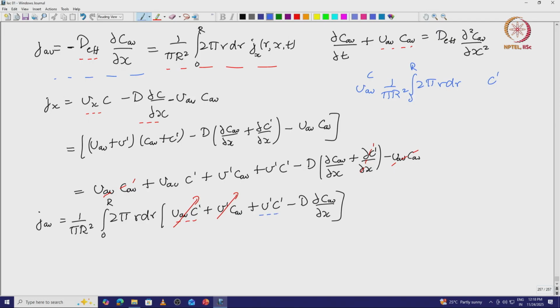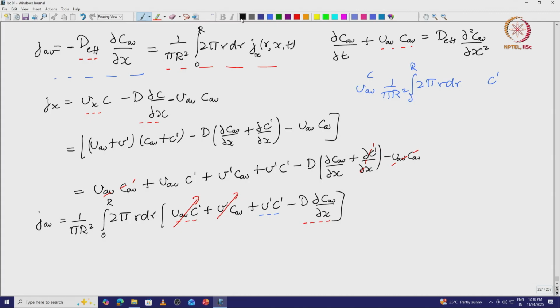This term is in general not 0, because it contains the product of two fluctuating quantities. And finally, the last term is also independent of r because it is the derivative of c average with respect to x. So, the cross sectional average of that will give you the same thing.